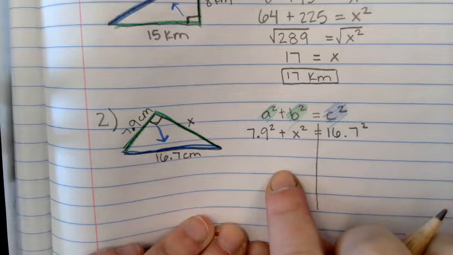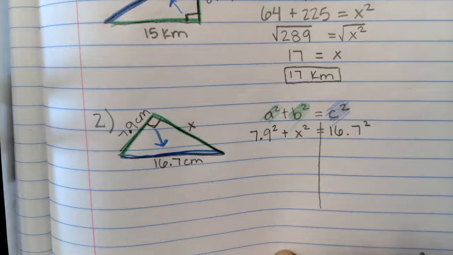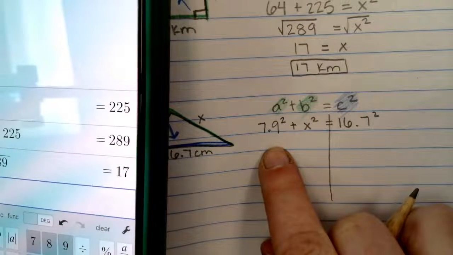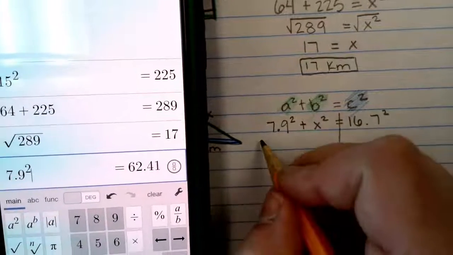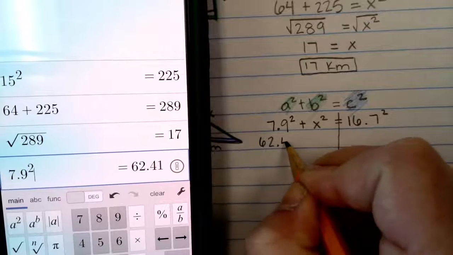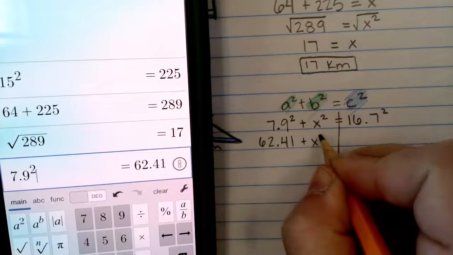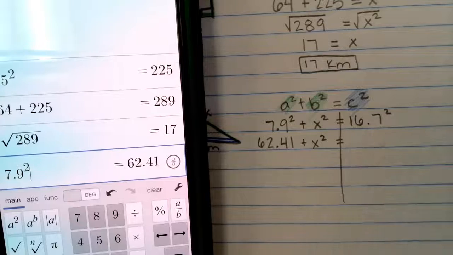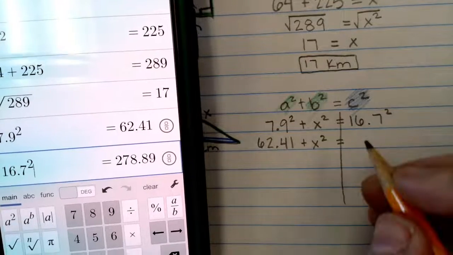Then what? Oh, subtracting. Good. Subtract 62 and 41 hundredths. If you really wanted to be fancy, you could do that by hand. I'm not fancy, so I'm going to just do it on my calculator. 216.48.